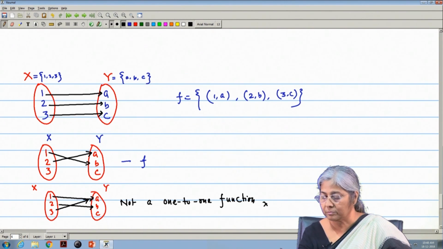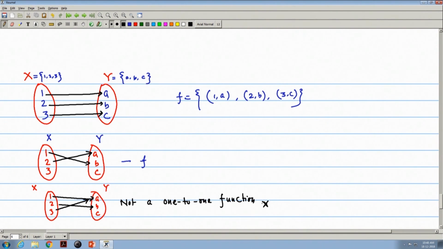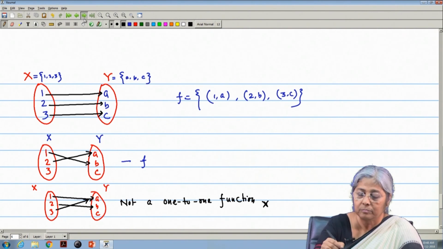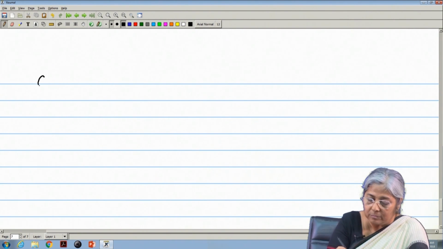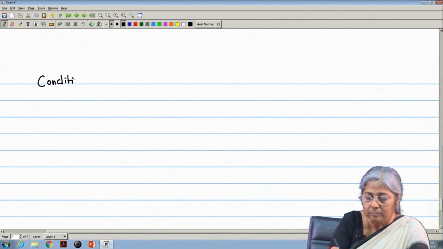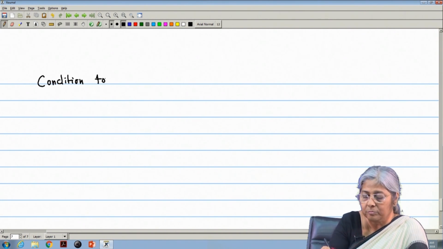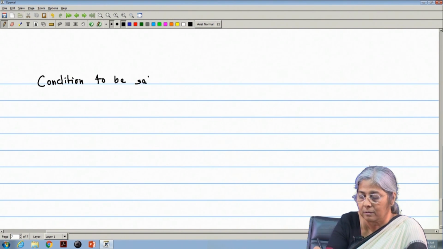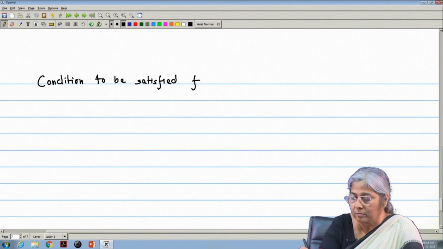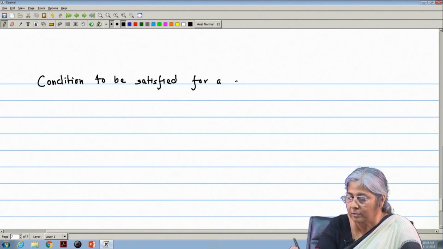Is not a one-to-one function. So, what is the condition to be satisfied for a function to be onto? The condition to be satisfied for a function to be onto.